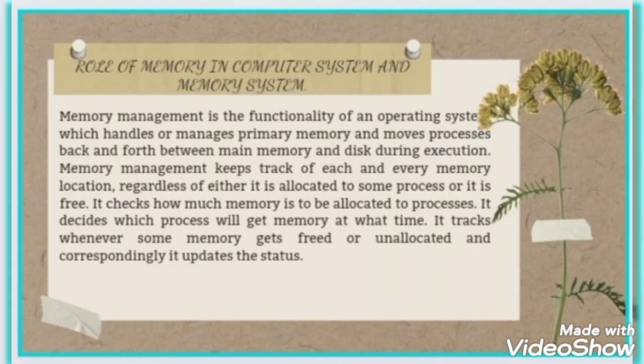So moving on to the role of memory in computer systems and the memory system. Memory management is the functionality of an operating system which handles or manages primary memory and moves processes back and forth between main memory and disk during execution. Memory management keeps track of each and every memory location, regardless of whether it is allocated to some process or it is free. It checks how much memory is to be allocated to processes. It decides which process will get memory at what time. It tracks whenever some memory gets freed or unallocated, and correspondingly it updates the status.